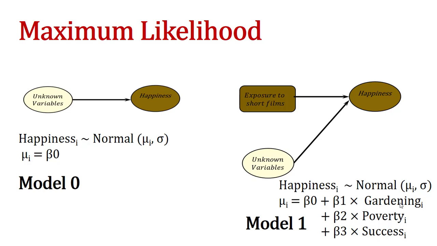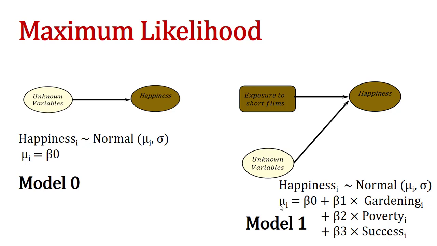So for gardening we are going to assign the number 0 for people who were not exposed to gardening, and the number 1 to the people who were exposed to gardening. We do the same with poverty and with success. Now notice that we don't need to use it with the 4 categories. This beta 0 would be the mean of the other category, cooking.